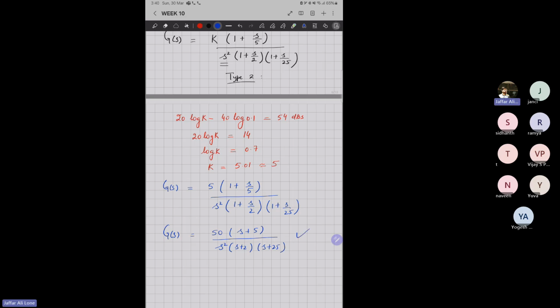So anybody has any doubt, then I can clear it. Otherwise, we'll move and solve the next problem. Please reach out if you have any doubt.